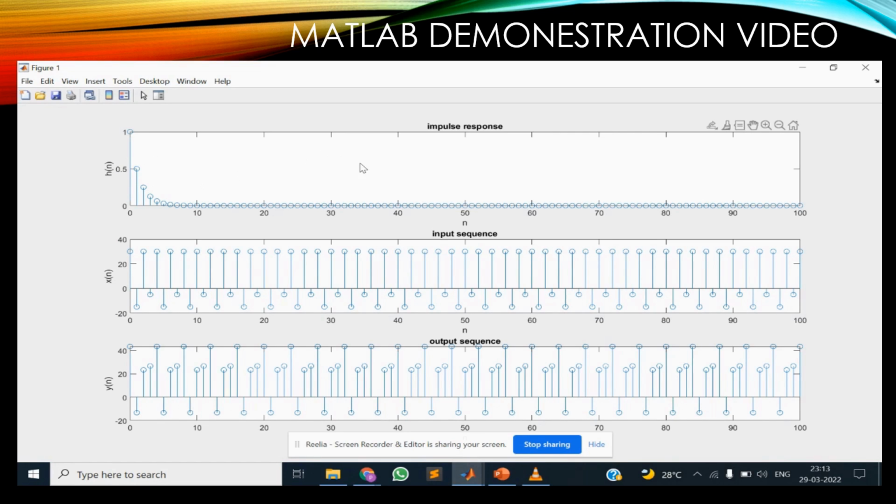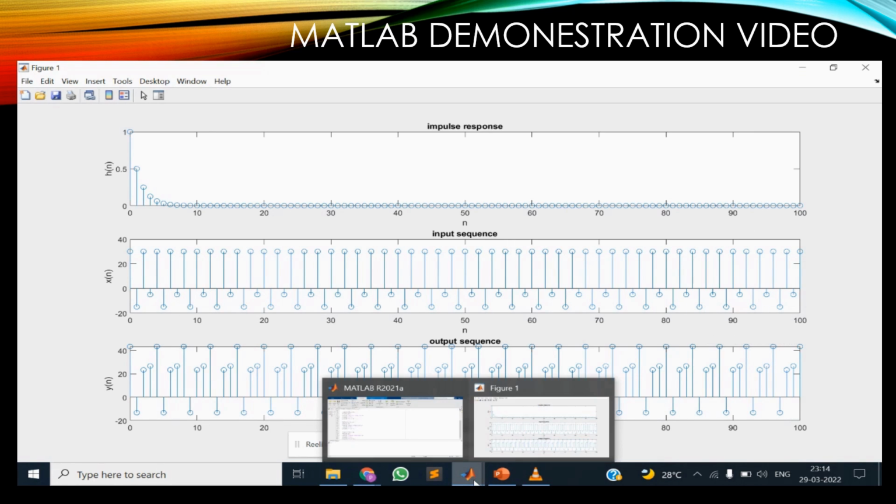H of n is the impulse response that we considered in the 5.1.1 example, and it is taken in the 5.1.3 example to get the desired output. Now the input sequence x of n, given in the example question, appears like this. Now the desired output function y of n which we achieve appears like this. Now we can compare this: the input of the system consists of more than one sinusoid, because the superposition property of the linear system determines the response, and this example can be referred to for the superposition property.